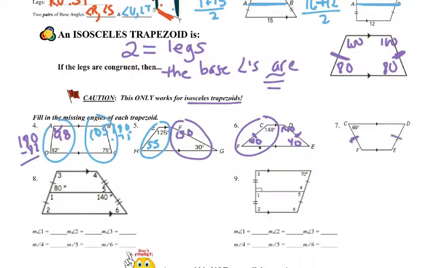And how do I know it's isosceles? Those sides being marked. So here I'm going to have 60, 120, 60, 120. It just matches better.